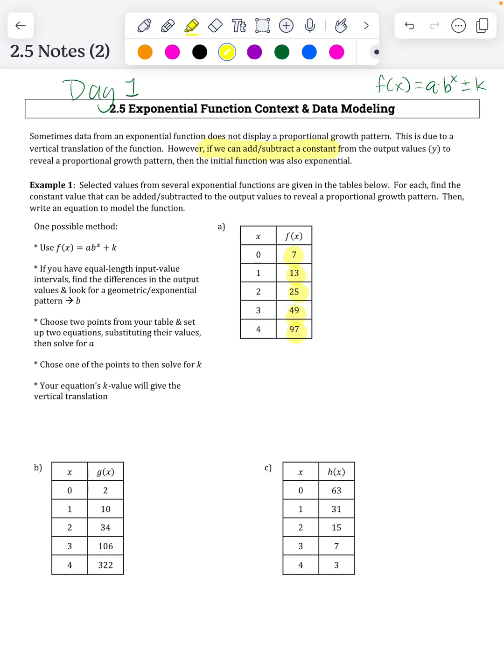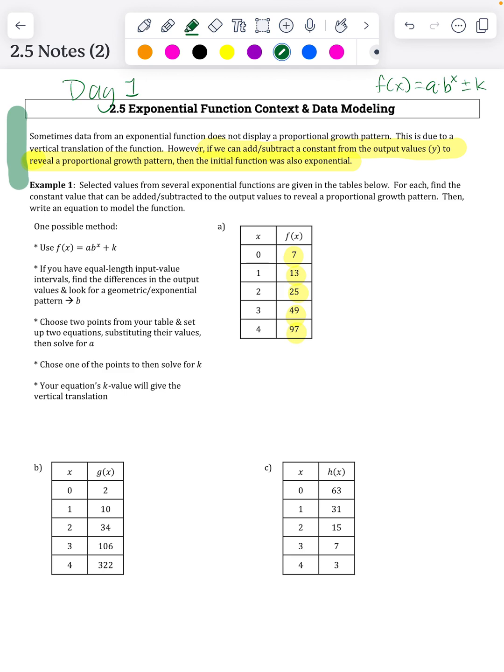If we can add or subtract a constant from the output values, or the y's, to reveal a proportional growth pattern, then the initial function was also exponential. This is going to take a big chunk of your brain to do. Once you've done it a few times, the mechanics of it are not impossible, but it is a totally new concept.